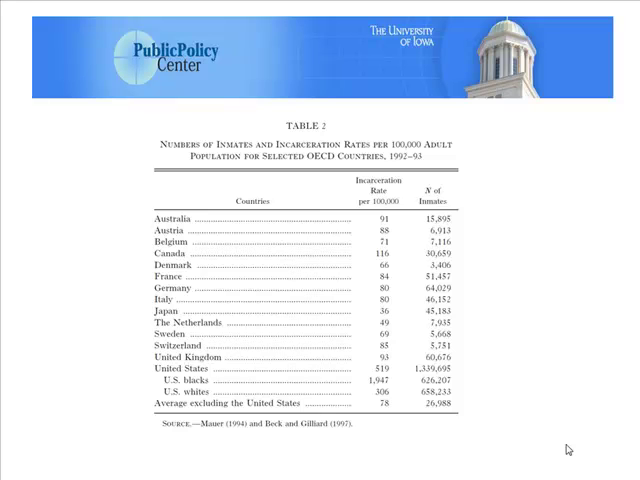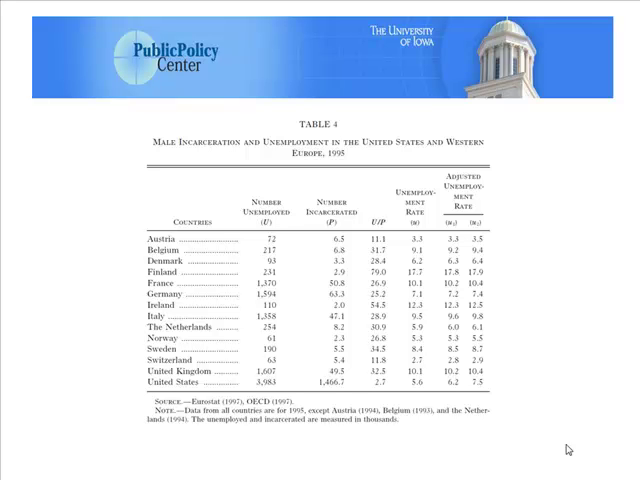Not very good. But then what's interesting is what happens to our unemployment rate if you count everyone who's incarcerated as unemployed. Rather than counting them as out of the labor force, count them as unemployed. If you do that, our unemployment rate in 1995 would rise from 5.6% to, under some assumptions, 7.5%. Solidly in the middle of where Western European unemployment rates are.